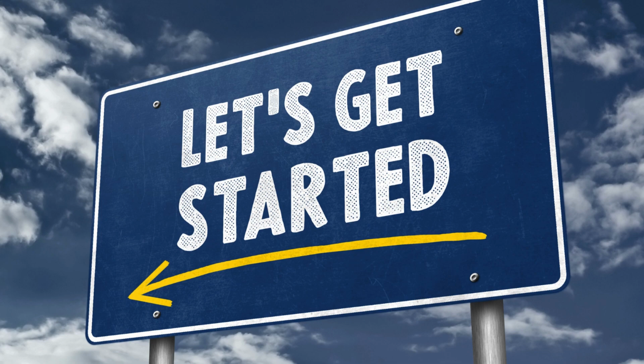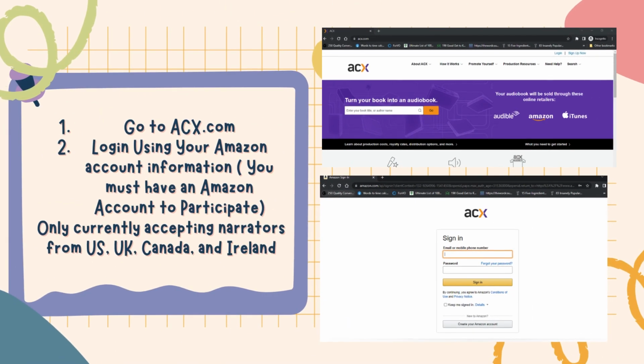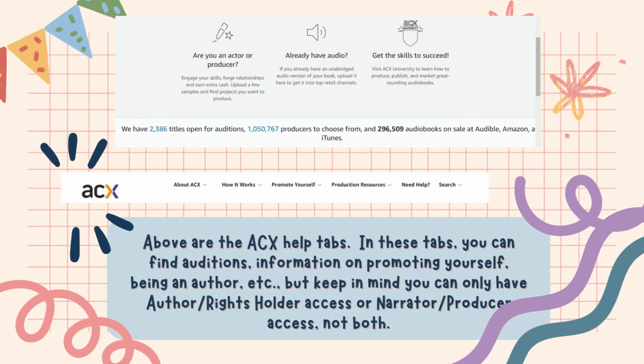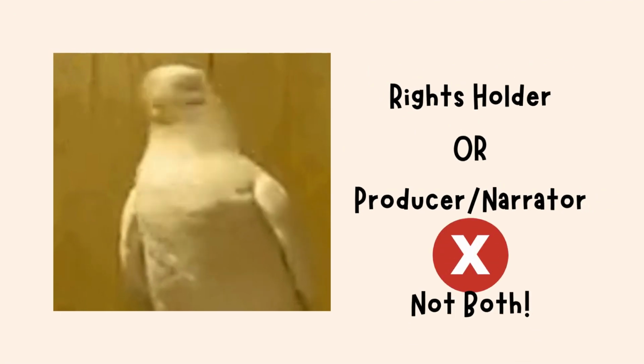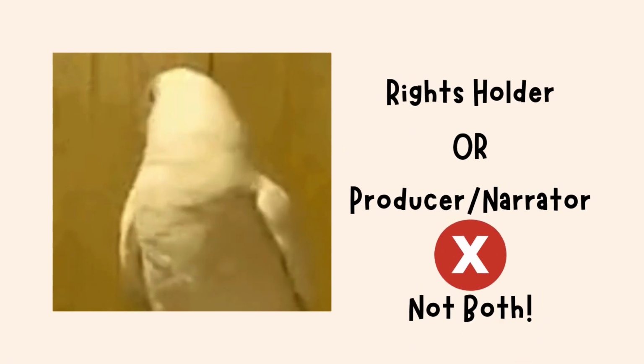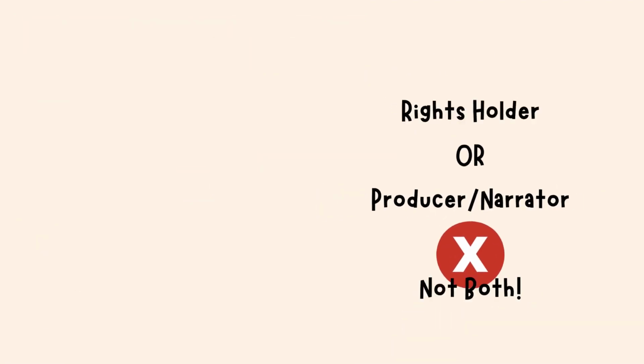First, you will need to go to acx.com. Log in using your Amazon username and password. Above are the ACX Help tabs. This is where you find books to audition for, information about promotion, being an author, ACX submission requirements, and pay types. Keep in mind, you cannot have both a rights holder and producer account. You can only choose one.